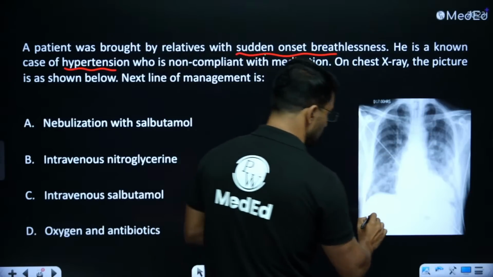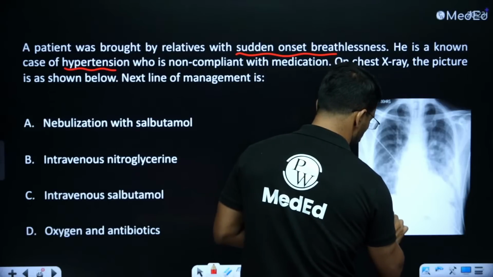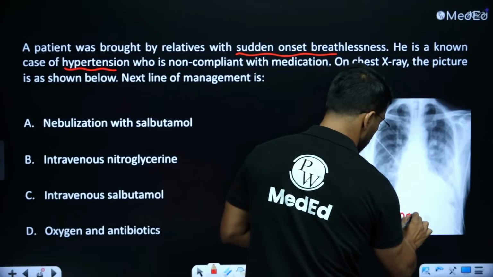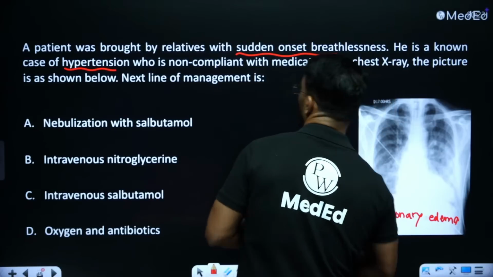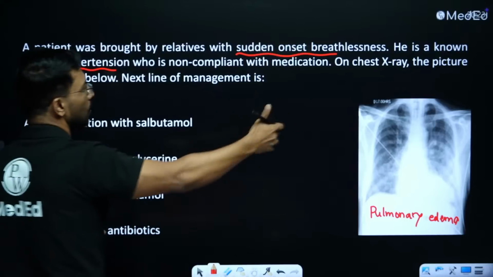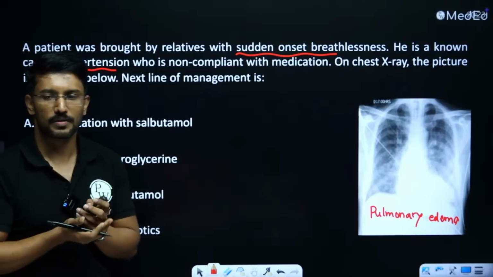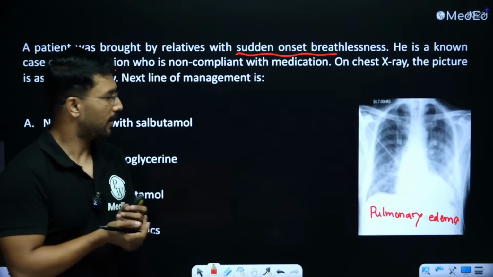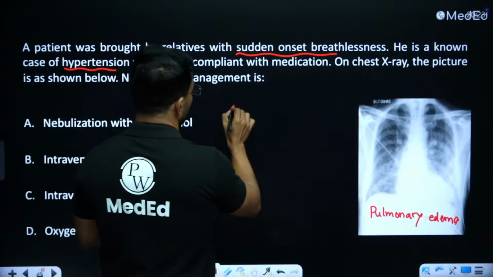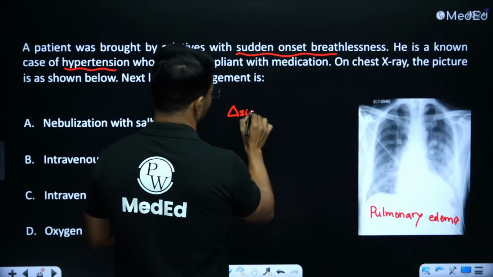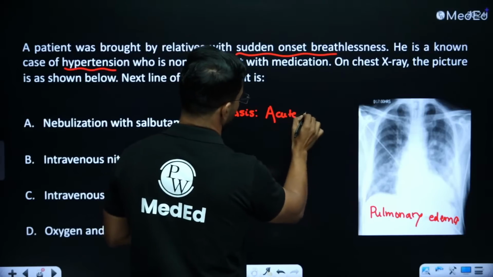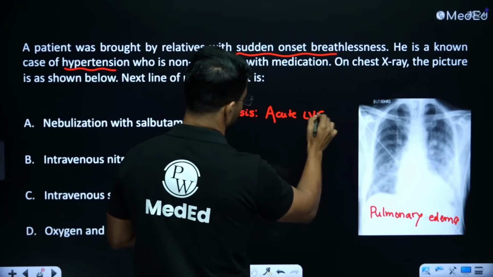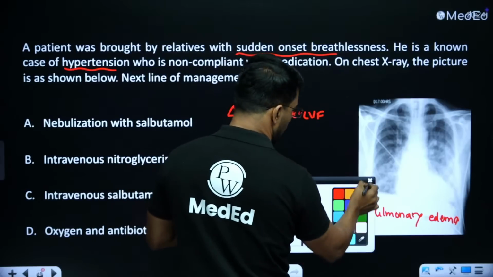So it's a classical pulmonary edema. A known hypertensive developing sudden onset pulmonary edema. So what is your diagnosis? So the diagnosis here is left ventricular failure or acute heart failure, right? So the diagnosis here is acute left ventricular failure. In other words, acute heart failure.